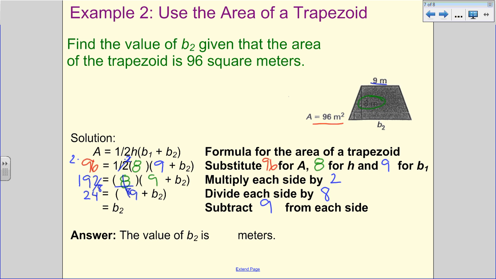And so when we take 24 minus 9, we get 15. We have to make sure we're putting some labels with that. So that 15 is going to be 15 meters, because that's our unit. And so the value of B2 is 15 meters. So it looks very similar to what we were doing. Multiply by 2, divide, but then we have to remember to get base 1 or base 2 by itself, so we have to undo this adding. So it's kind of like you work through the formula to what you need.